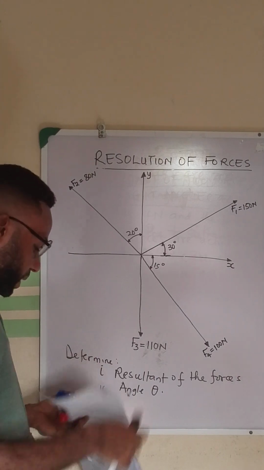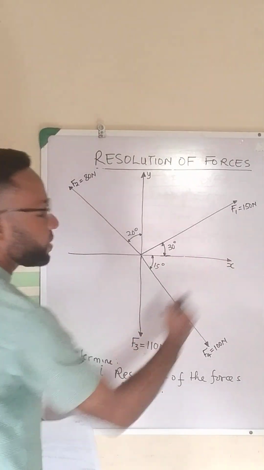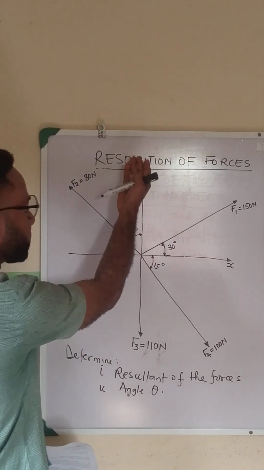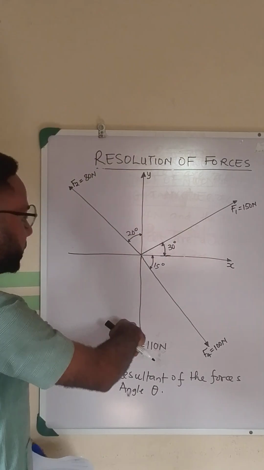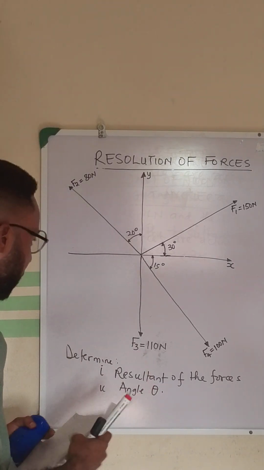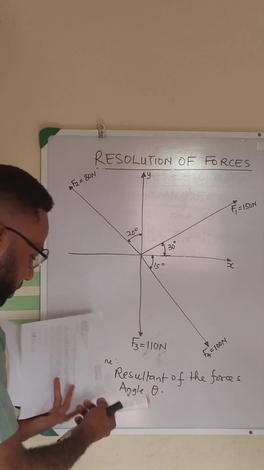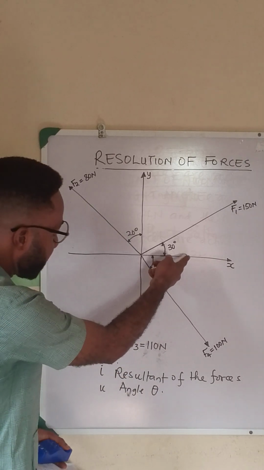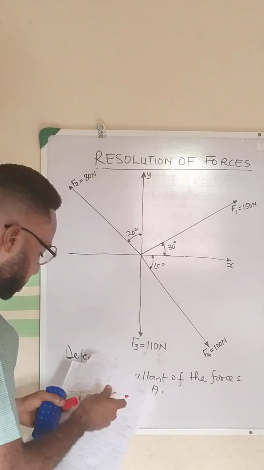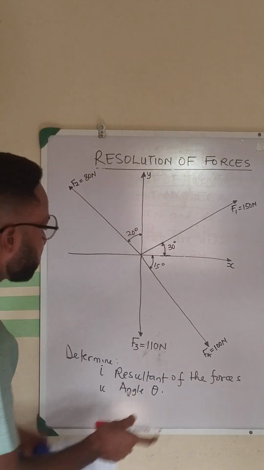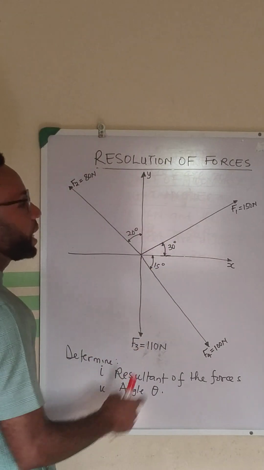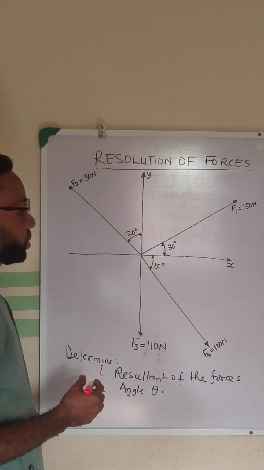So for this method, this is the positive side of x, and this is the negative side of x. This is the positive side of y and the negative side of y. We are going to be taking our angles from the positive side of x to wherever the force is, for each of the forces, and that's the angle we are going to be using to solve the question.